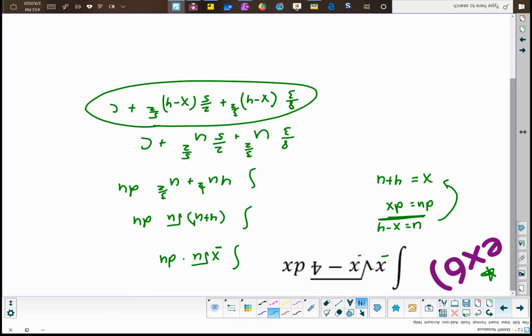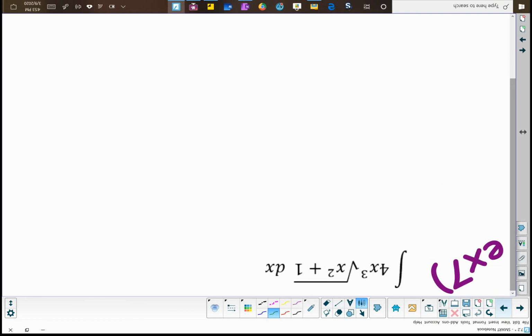So let's do another one. This one you may not see right off the bat. A lot of people will be tempted to use u as 4x cubed. Okay, you can try. It does not work. So I'm going to let u be the inside again. So x squared plus 1. So du is 2x dx. Divide. 1 over 2x du is dx.